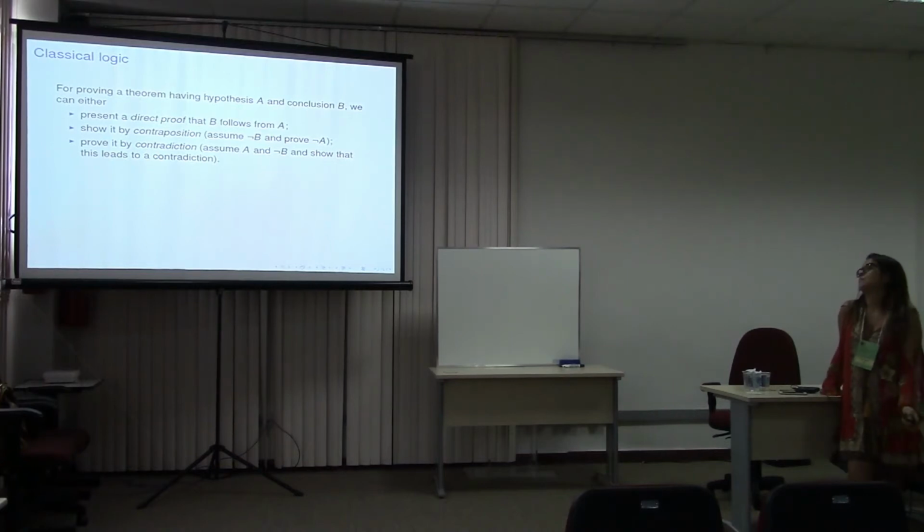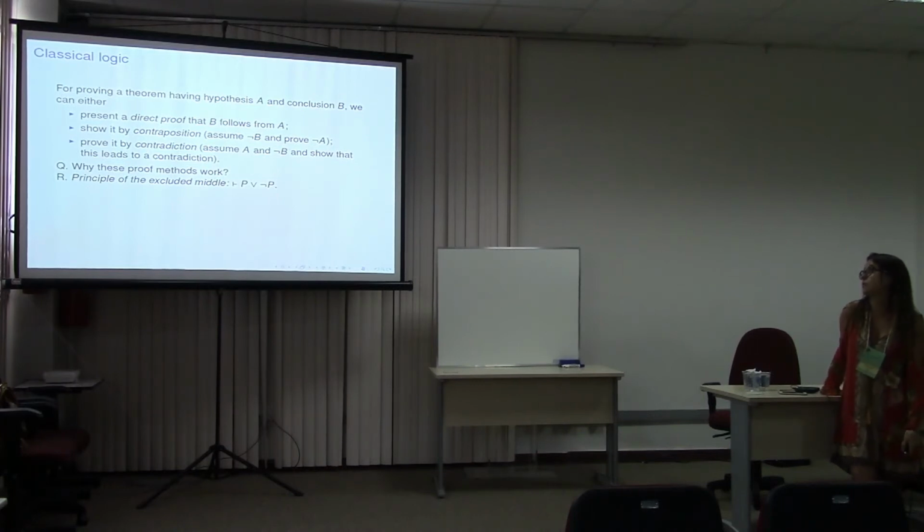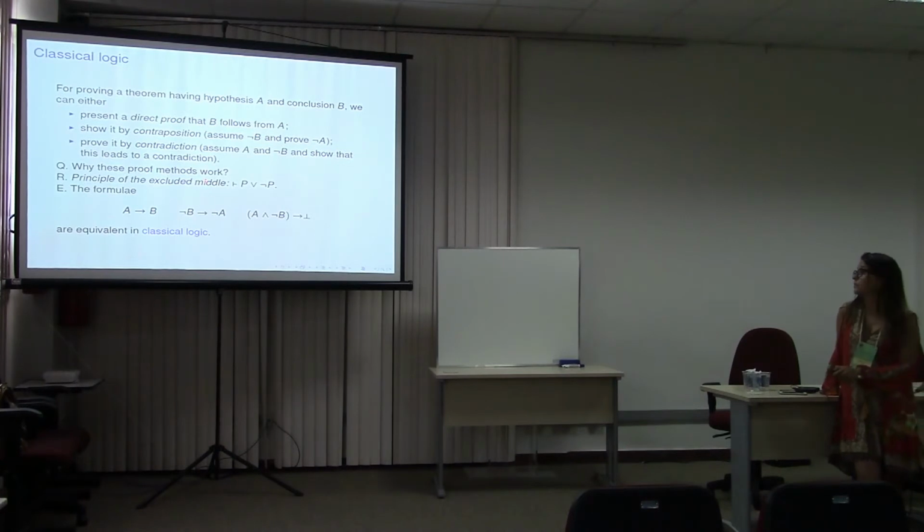Now that we know a little bit more about logic, we know the answer, right? Because in mathematics, or in classical logic, we use something called the principle of the excluded middle: something is either valid or its negation is valid. And using this principle, you can prove that these three classical formulas are equivalent: A implies B, not B implies not A, and not B implies bottom, right? So this is why we can use all these three ways of proving something.